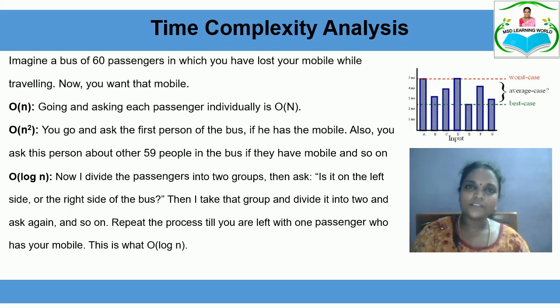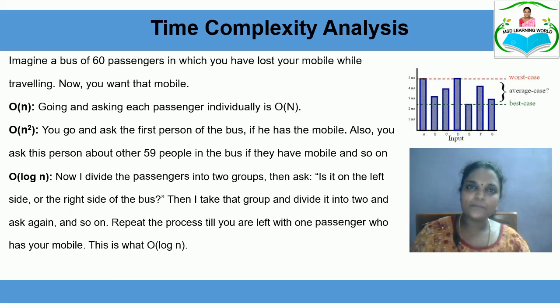Now suppose the next alternative algorithm is that you go to the first person and ask whether he has the mobile, and you also ask the same first person to ask the remaining passengers whether they have your mobile or not. Then the time complexity of your algorithm will be order of n square. Now how can you improve the efficiency of the algorithm that you design?